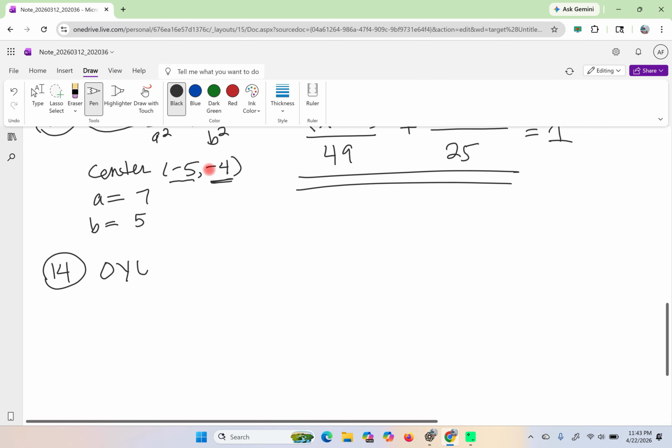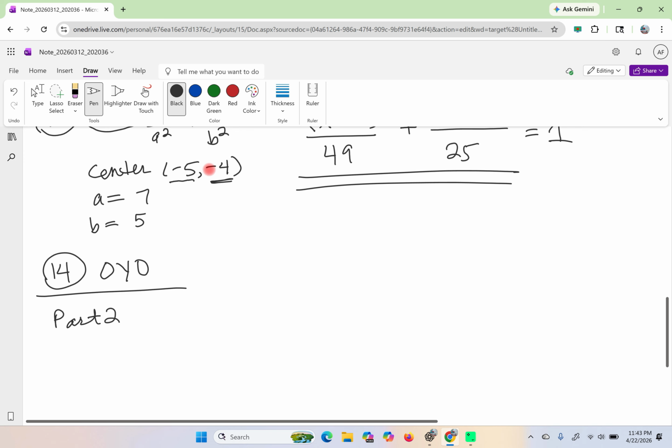14, solve on your own. The answer key is linked on Google Classroom. Let's move on to part 2. In part 2, we are writing an equation of an ellipse given the vertex and the co-vertex.